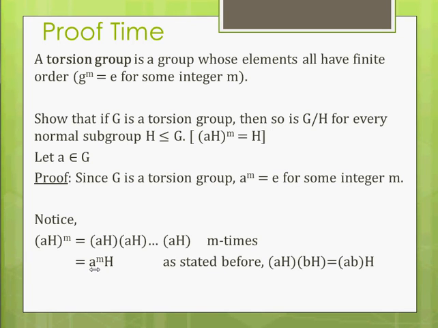And as we showed before, a to the m is what? e, right? And eH is just H. So we showed that aH to the m is H. We showed that all the elements in this factor group are finite.